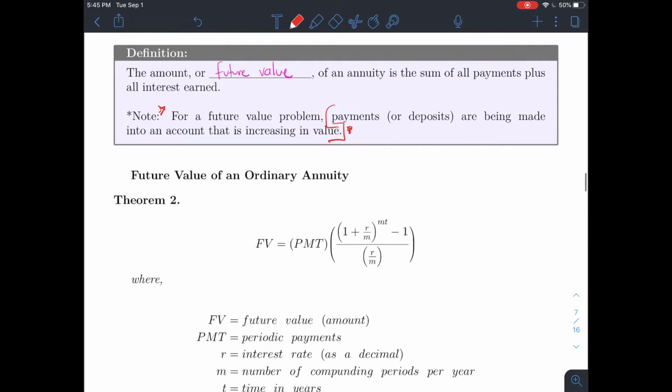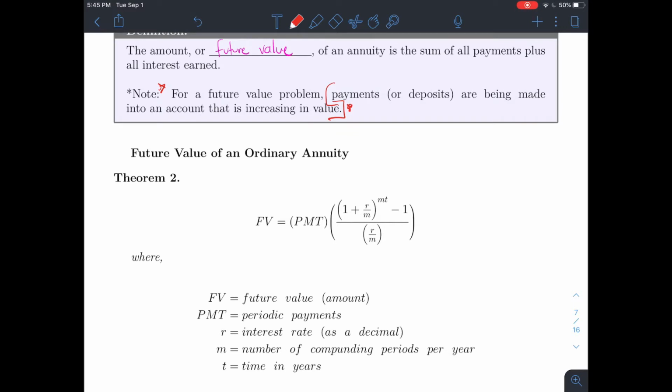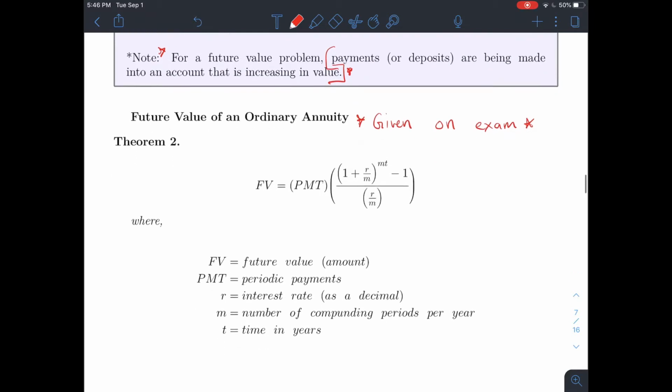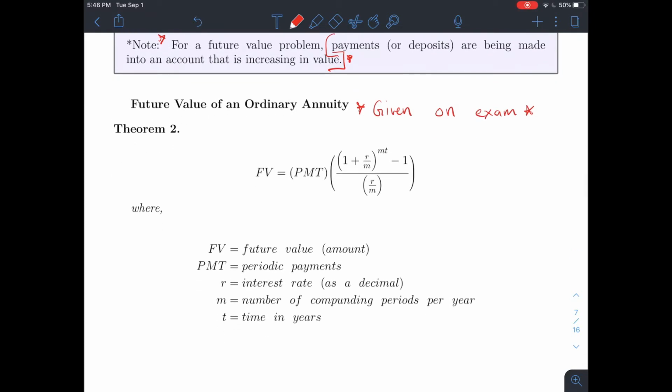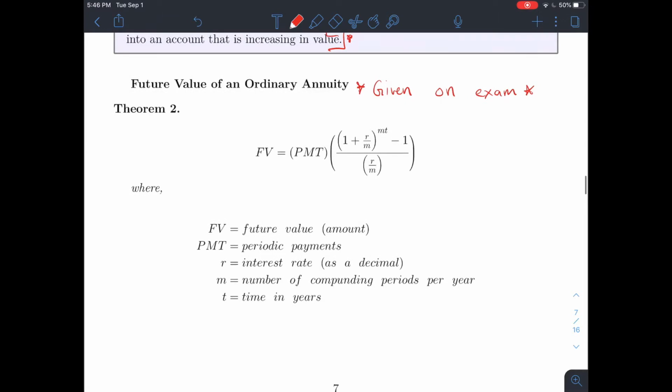Alright, the future value of an ordinary annuity: FV, that's one variable, is equal to PMT, that's another variable, and then we have this big quotient inside. It's a scary formula, but it's not too bad, and I'm actually going to give you this formula on the exam. So no need to memorize this, but the other formulas we've dealt with, the 3.1 and 3.2 formulas, you're going to want to know and memorize those. This one will be given to you on the exam.